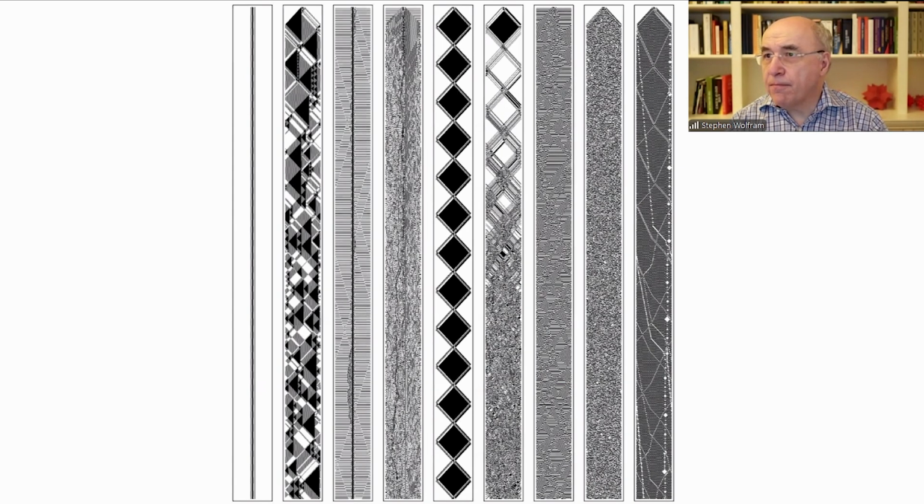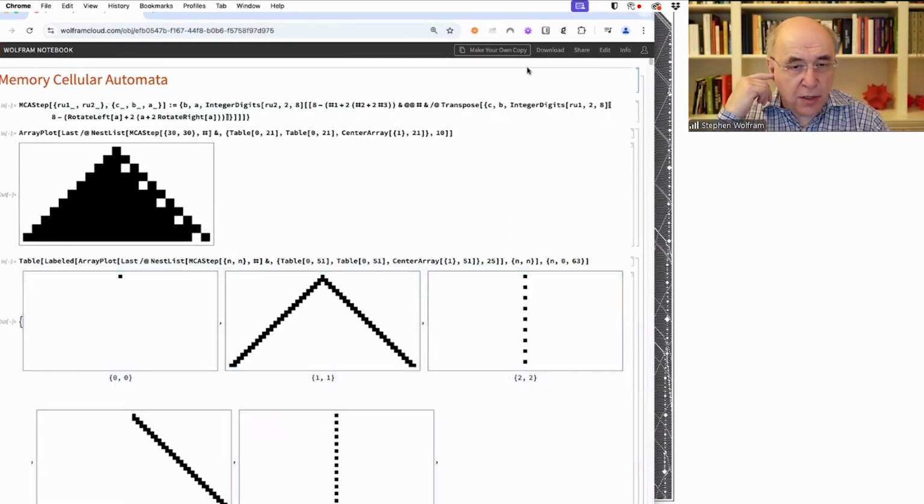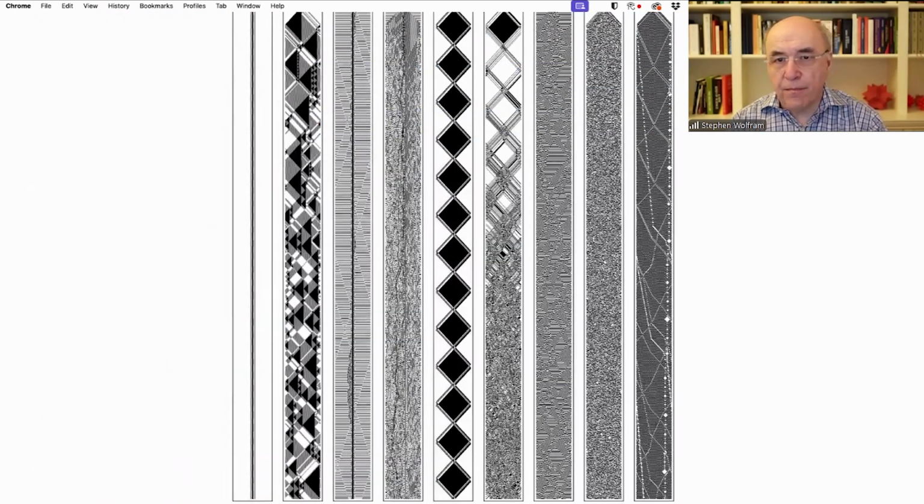So the idea here, let me pull this up. The idea was to make what I was calling memory cellular automata, where you're looking at the cell and its two neighbors, and then you're looking at a triple of cells: the cell, the previous step, the step before that. And you do two things in the rule. Let's pull out these cases here and look at them in a bit more detail.